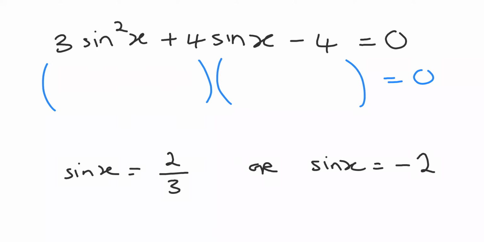So you start off by finding the factors of 3, okay? Now, the factors of 3 is just 3 and 1, okay? So the factors of 3 sine squared will be 3 sine x and 1 sine x. Okay.